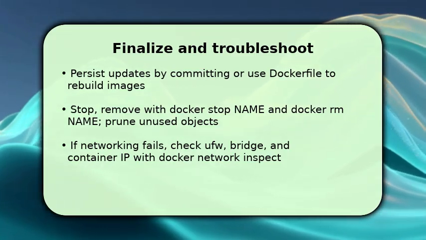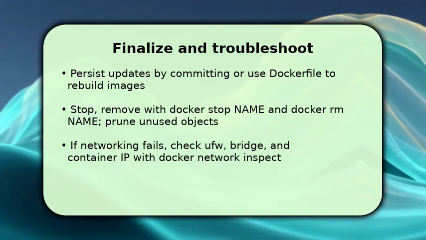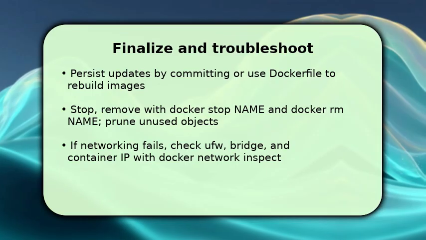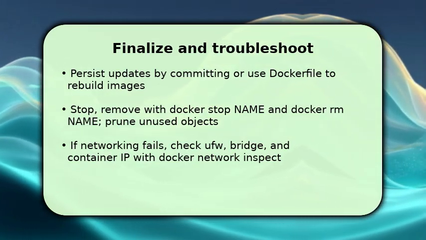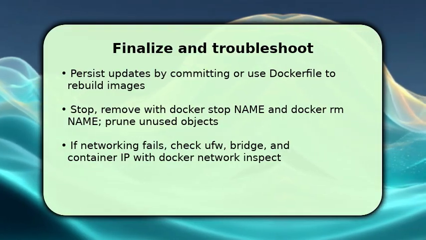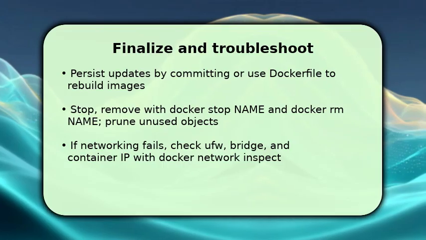If something goes wrong, first check container logs and process status. For networking issues, verify firewall rules like UFW, inspect Docker networks and bridges, and confirm published ports. If permission errors occur, ensure your user.